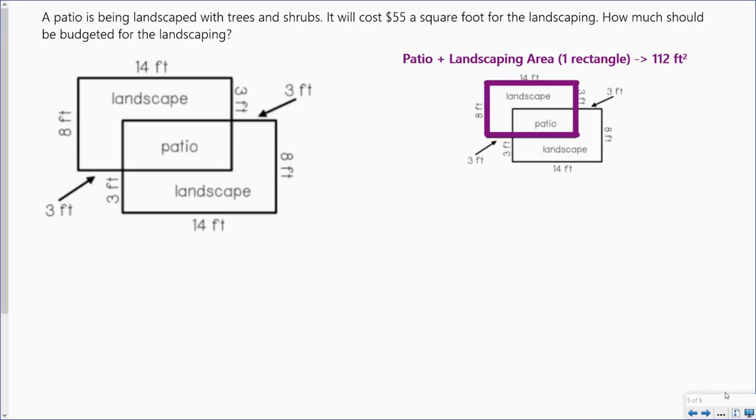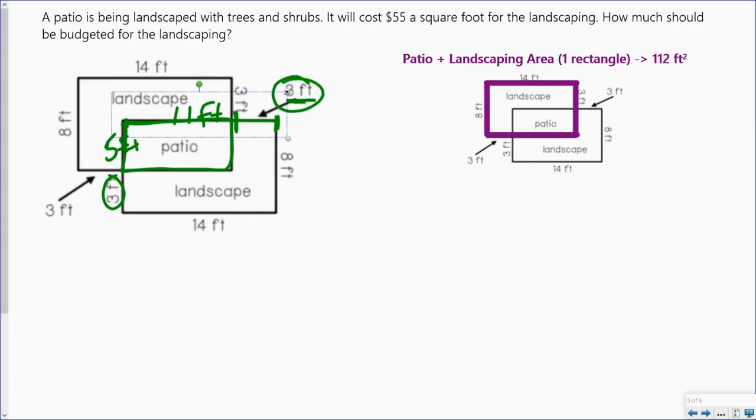The second thing I'm going to do is find the area of this patio right here. I know that if this section, from here to here, is 3 feet, that would leave me 11 feet right here, because the total side is 14 feet, and I subtract my 3 feet from it, that gives me 11 left. And if I've got 3 feet here and my total side is 8 feet, that's going to leave me with 5 feet here.